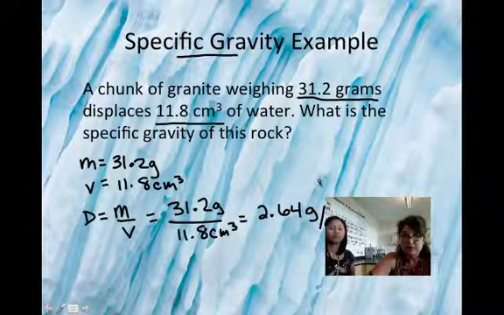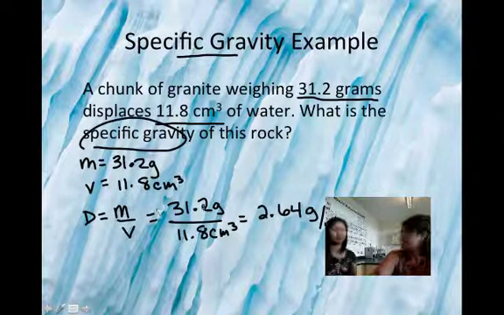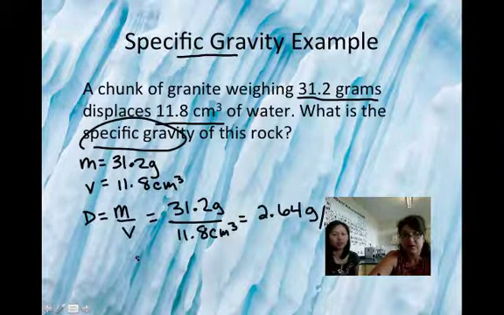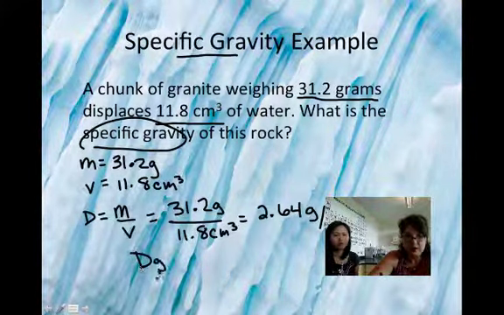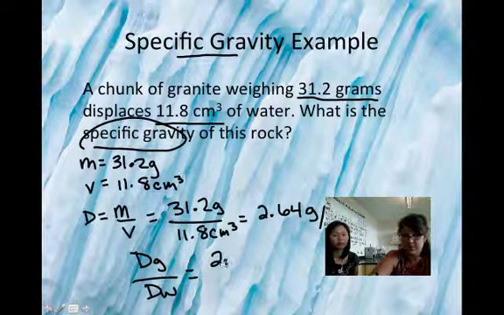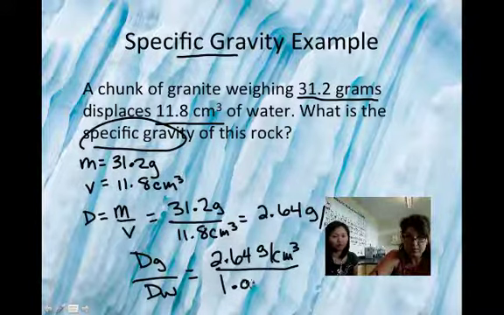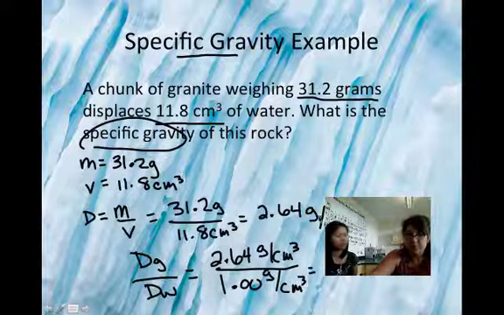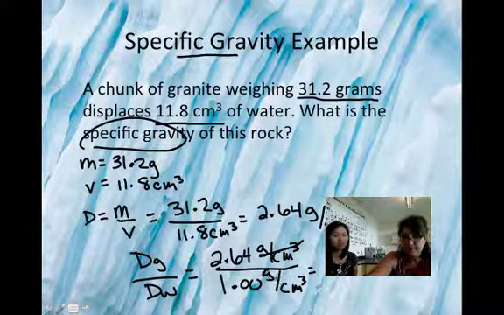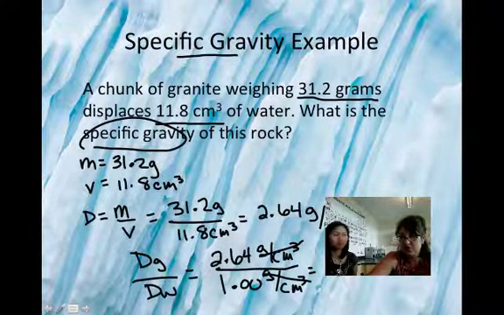Did we answer the question they asked? No, because that's density, not the specific gravity. We want the specific gravity. So we take the density of our granite and divide by the density of water. I'm going to write out this step: 2.64 grams per cubic centimeter divided by the density of water, which is 1.00 to be precise, gram per cubic centimeter. And the units cancel out.